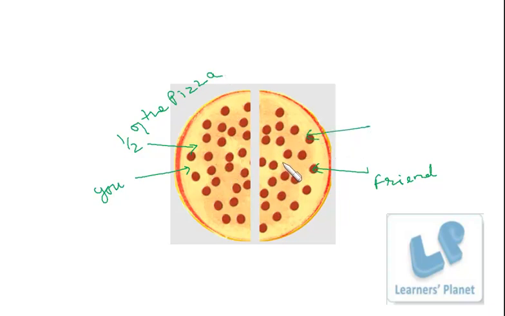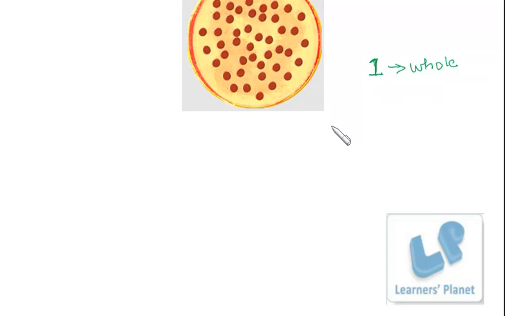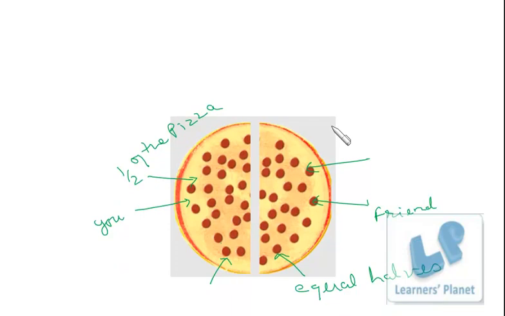So this portion and this portion are equal, right? These two are equal halves of the whole pizza. Now kids, initially you were going to eat one whole pizza, but since your friend has come, you are going to eat only half of the pizza. Half of the pizza you are going to give to your friend, right? So this is half of the pizza, and this is also an equal half of the pizza.